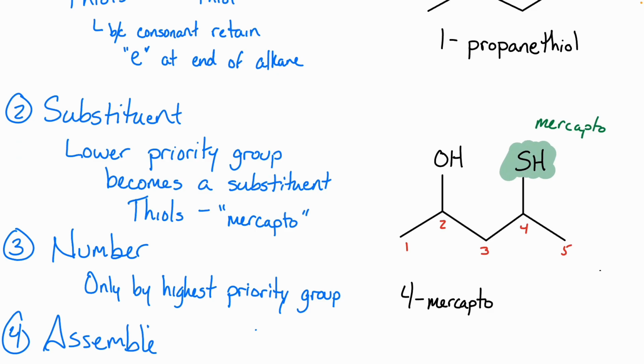So when I put this together, this molecule is 4-mercapto-2-pentanol. My thiol group is no longer special. It's now just another substituent that goes out front. And the higher priority functional group is the one that gets the special position, the suffix position in the back half of the name. All right, so let's do two more examples here.